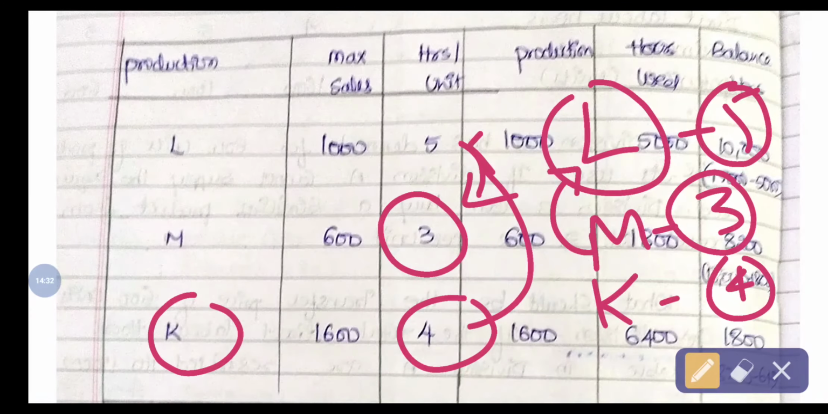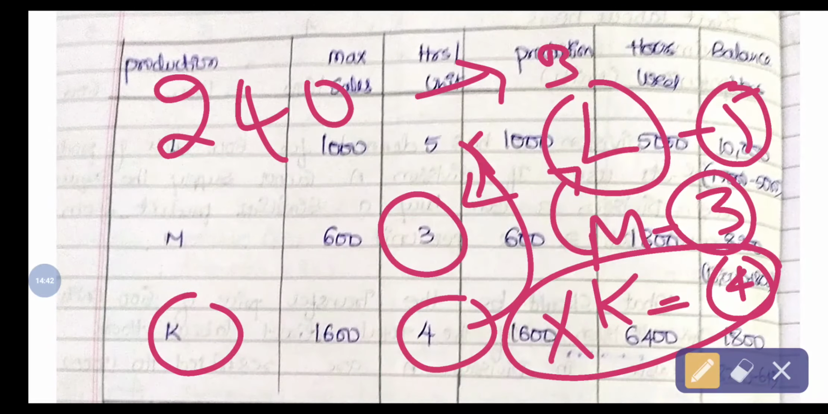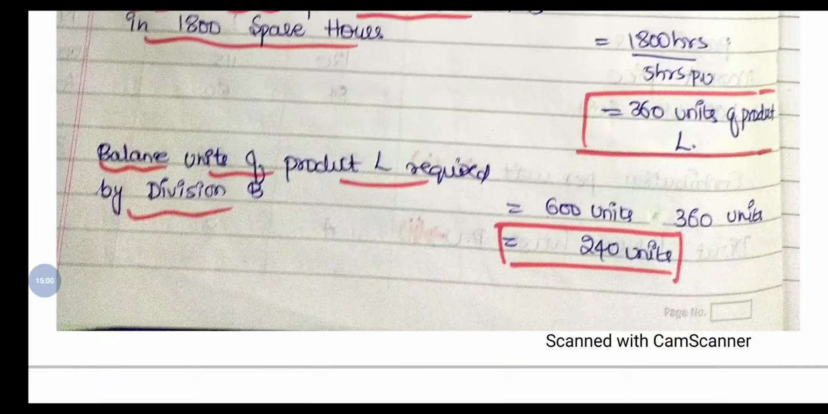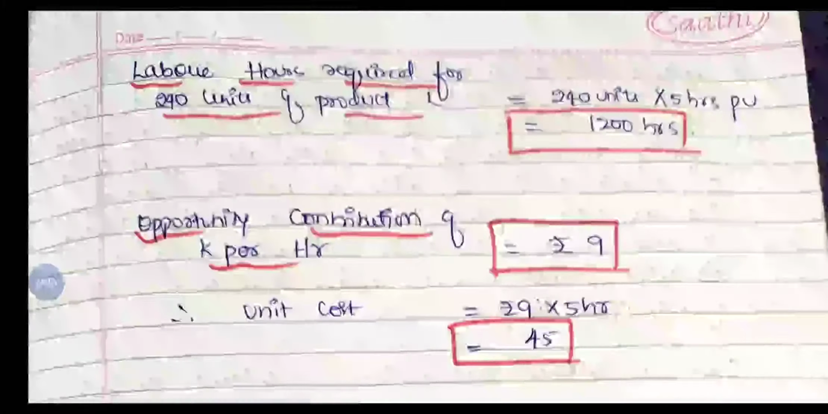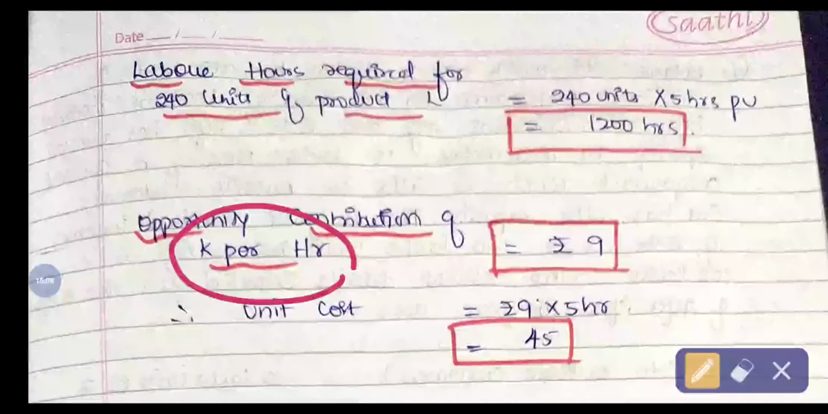So here for manufacturing the remaining 240 units for division B, division A has to forgo the production of K product. That is 4 hours per unit, right? So that is the nearest to 5. For manufacturing these 240 units, they are neglecting the production of K. So what they have mentioned here is, for manufacturing the L product, they are foregoing the contribution of K.